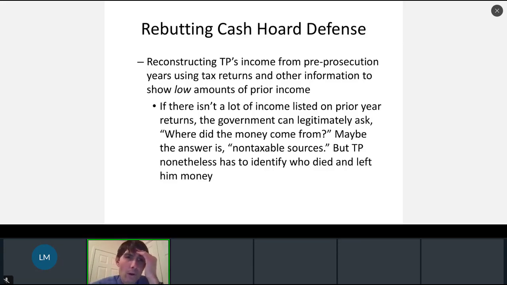So it's a double-edged sword. You've got to be careful here. If there isn't a lot of income listed on prior returns, the government asks, where did the money come from? Maybe the answer is non-taxable sources. Well, that's interesting. But the taxpayer nonetheless has to identify who died and left him their money.